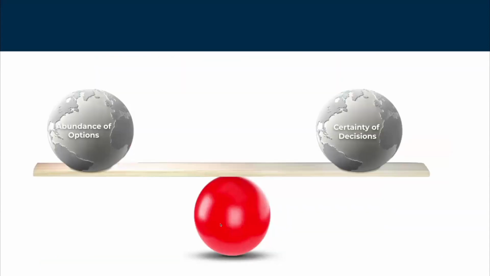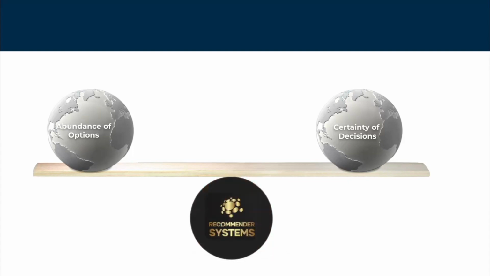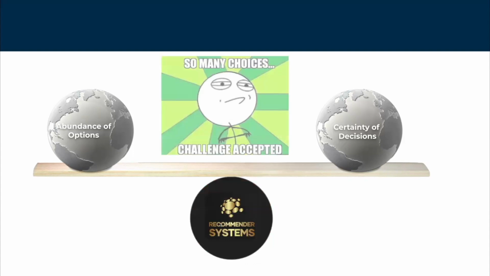So in an ideal world, it's great to have abundance, multiple options for the same service. But on the other hand, we also want to preserve the certainty of the decisions that we take, the kind of services that we consume. In an ideal world, we want to maintain these two. And this is actually where recommender systems come in. They try to help us solve the problem that we created ourselves.